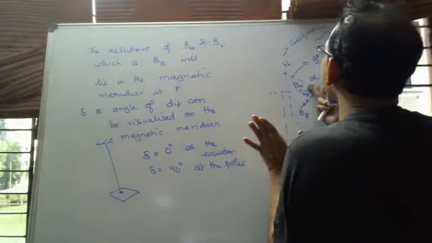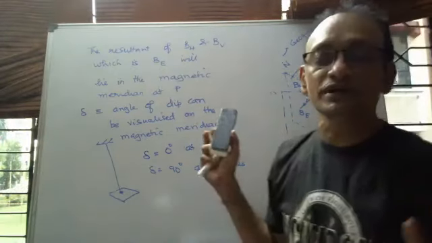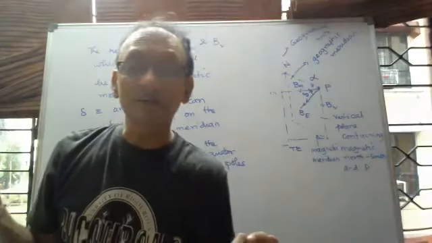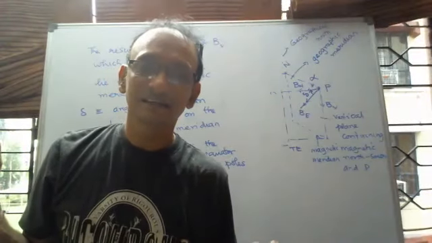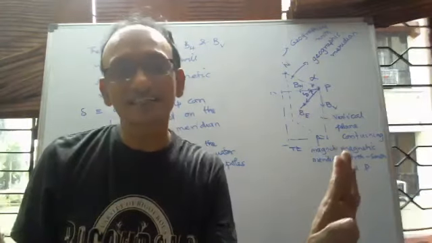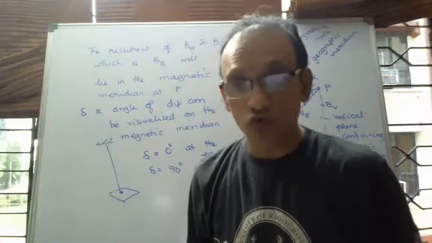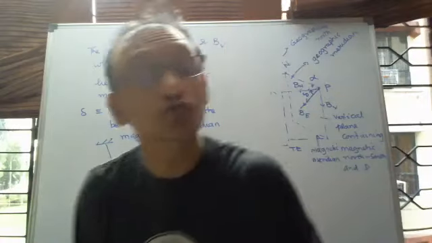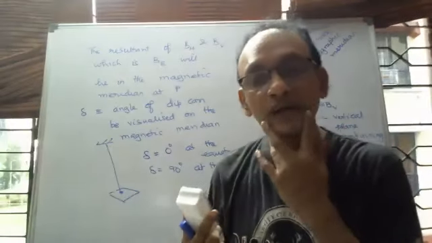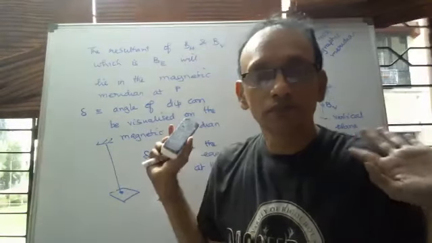So you understand this alpha, delta, and horizontal component of the magnetic field of the earth. With this terrestrial magnetism, if you know this much, that will do. All right, now let me teach a few more things that we require.